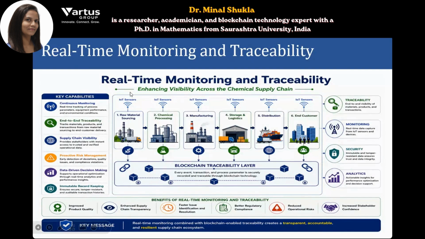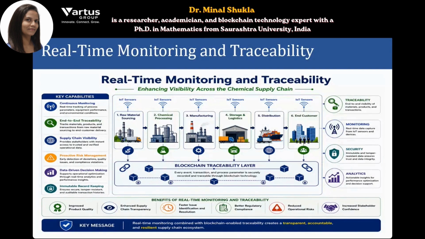So basically, if I have IoT sensors in my industry, I can directly connect those sensors to the raw material. So the raw material will be connected with these IoT sensors. Then the chemical process will also be connected with the IoT sensors. Manufacturing will also be connected with that. So all the parameters will be collected.